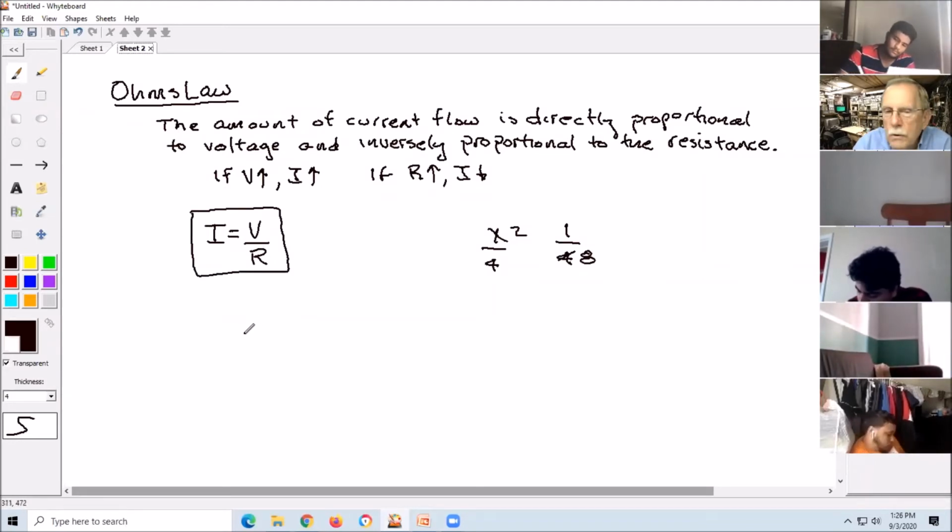And of course, we can also change that around. If I cross multiply, I can get that V is equal to I times R, or I could get that R is equal to V over I, with a little bit of cross multiplication.